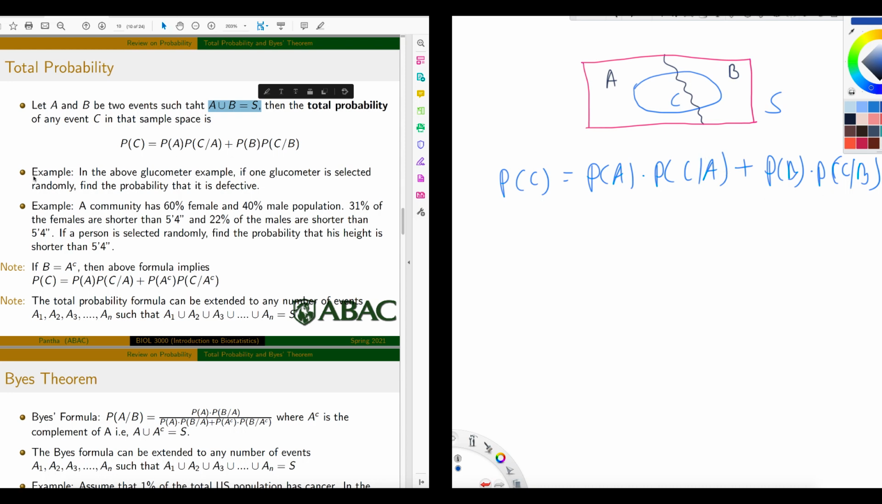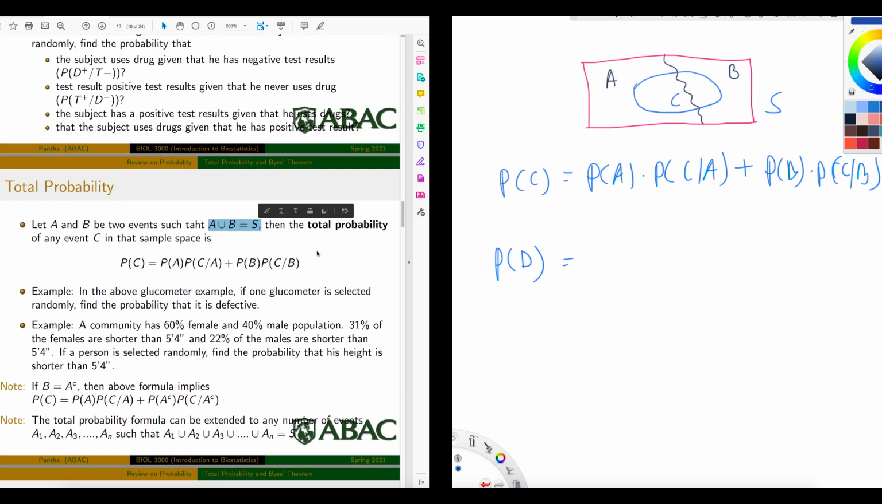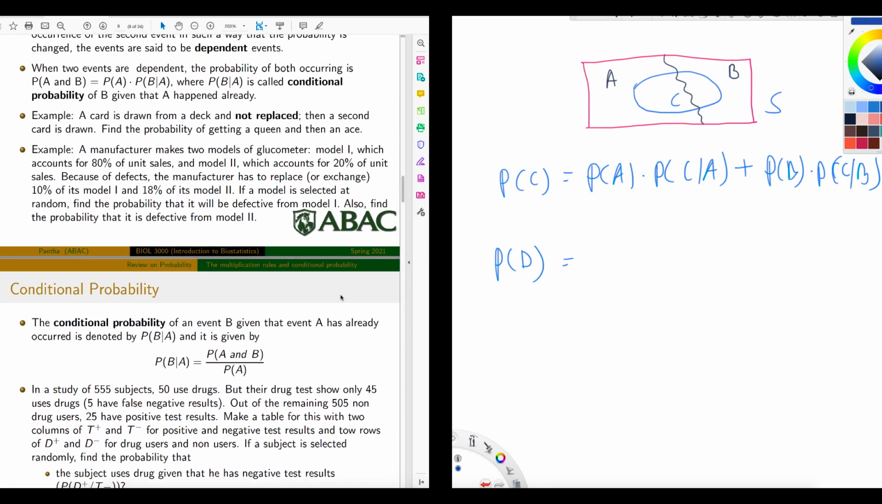Okay, let us do this. In the above glucometer example, if one glucometer is selected randomly, find the probability that it is defective. So what was given in the glucometer example? Let me go to that example. It says that a manufacturer makes two types of glucometer, model 1 and model 2. It is like this: this is model 1 and this is model 2, and both models have defective items. This is the defective one.